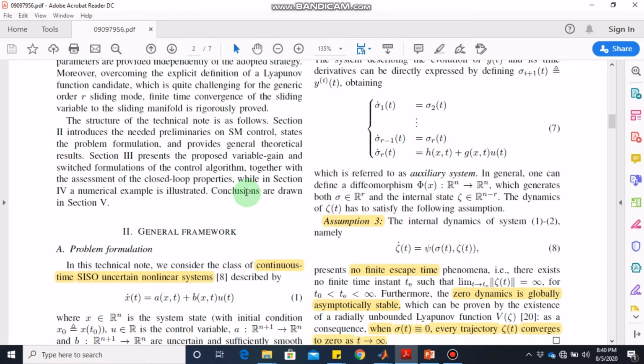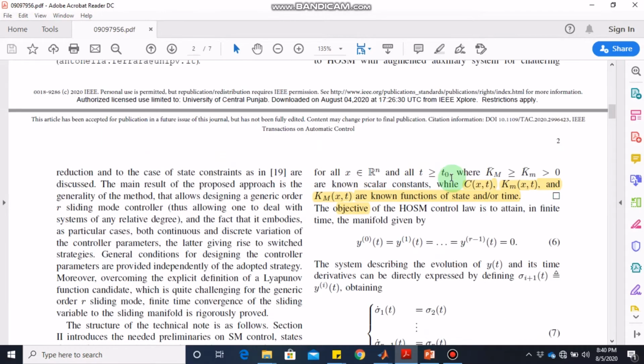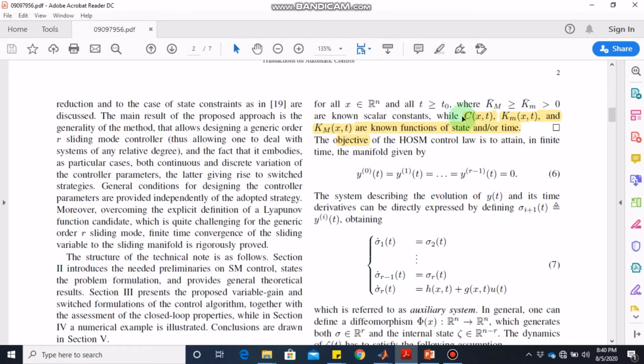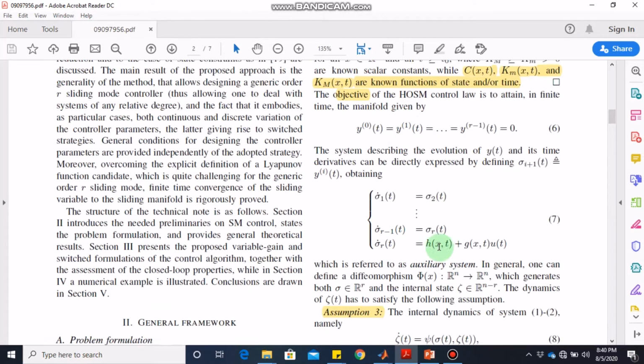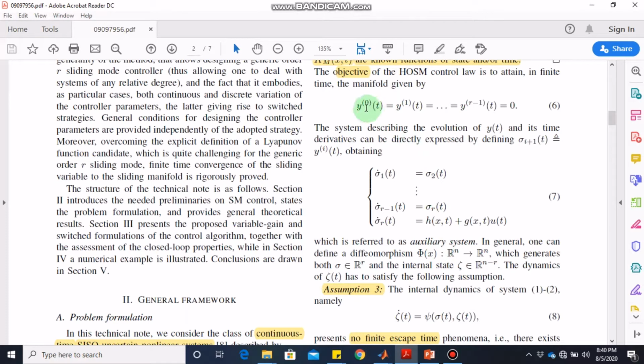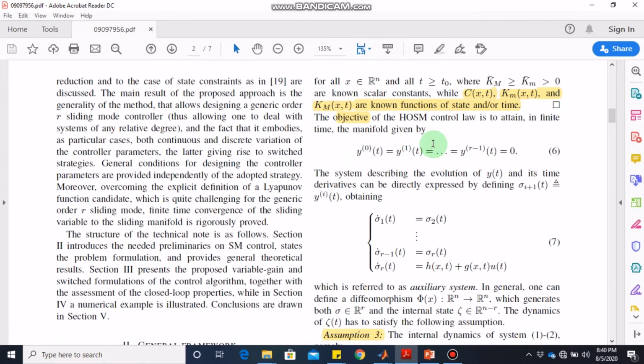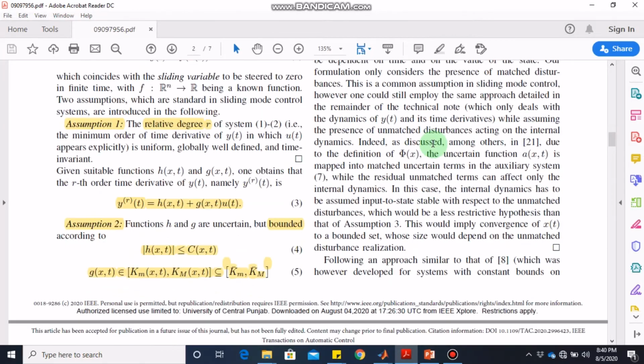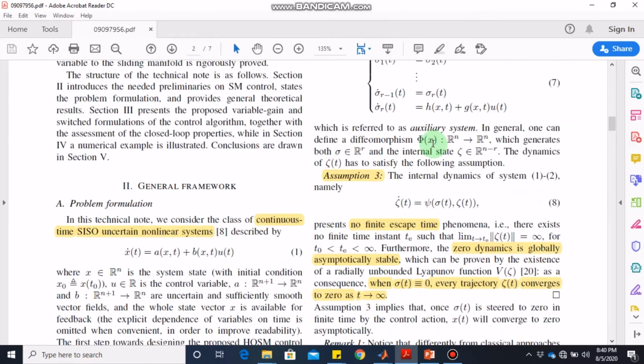And similarly, there is something more about this C function and K functions. The objective, of course, of higher order sliding mode control is to make all the derivatives of the sliding surface equal to 0. So in this paper we assume that the output is the sliding surface, and the derivative of the output, let me show you here, it should be written somewhere around here. Let's see.